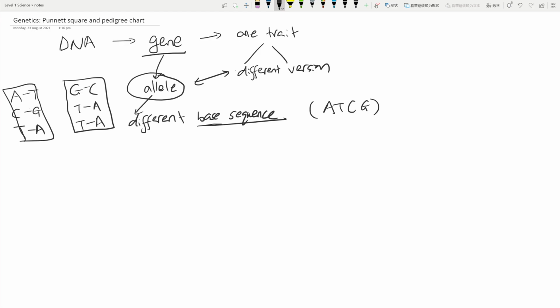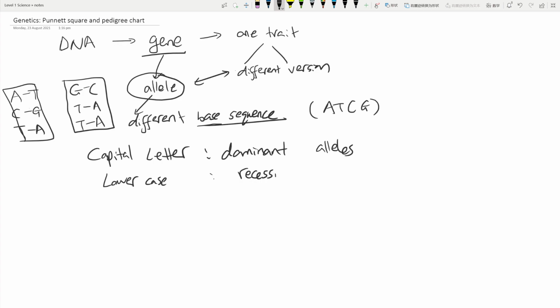Now, alleles. We use capital letters for the dominant allele. To simplify things, we say there are two versions of each gene. The one that's more dominant, that's always displayed, we assign a capital letter, and the one with the lowercase letter is the recessive allele. The recessive allele is only going to display if there's no dominant allele present.